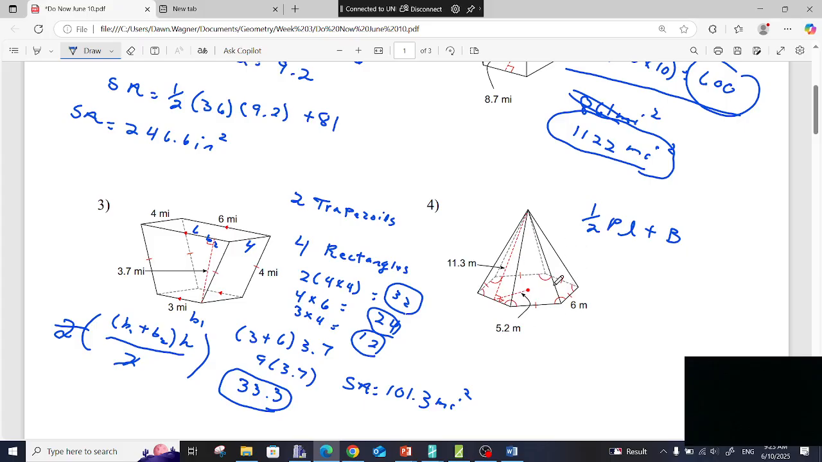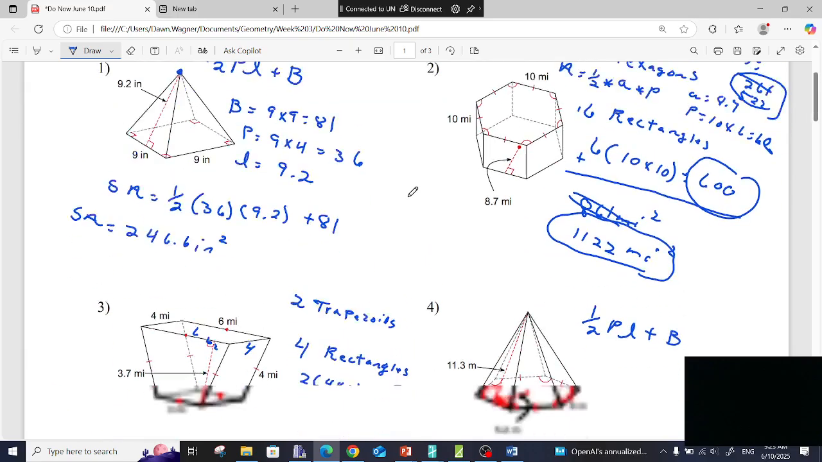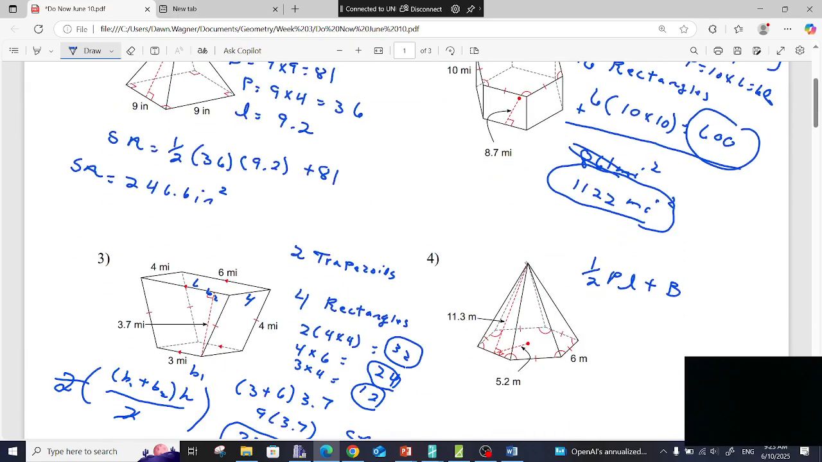So this over here is a hexagonal pyramid. Sorry, we know it's a pyramid because it has an apex up here.